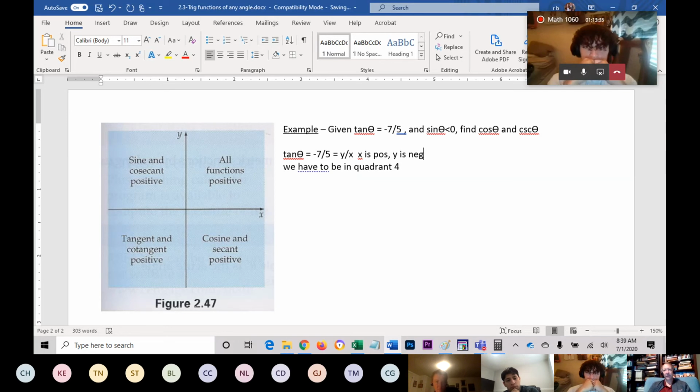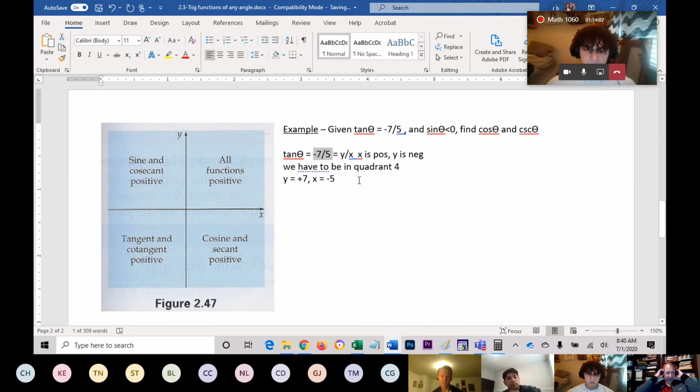Does that make sense? Okay. All right, so we're in quadrant 4. So in this case, we would know that y equals positive 7 and x is going to equal negative 5. Okay, so yeah, we need to make sure we don't get that mixed up. So that gives us our coordinates.